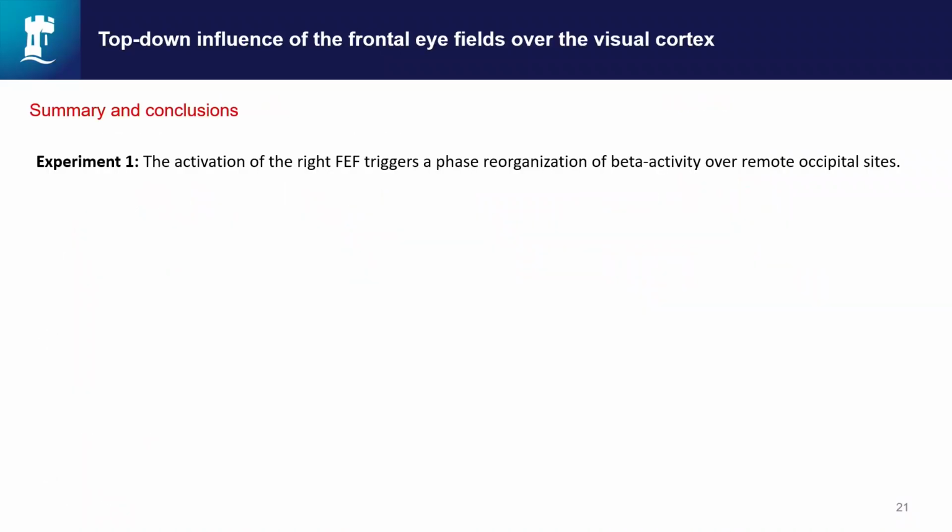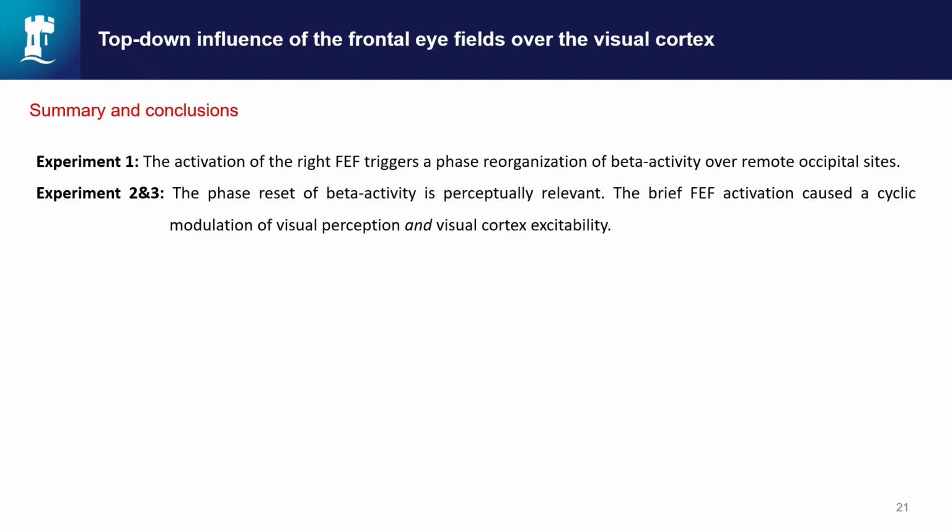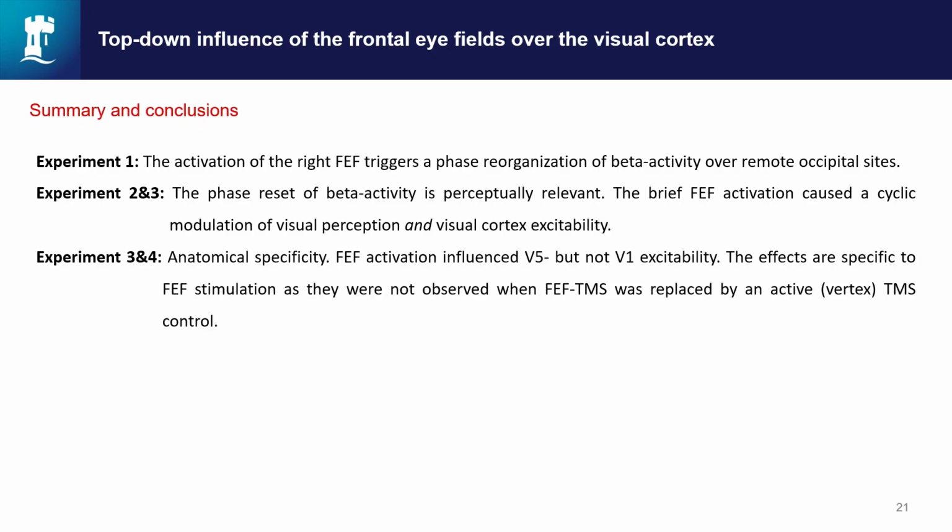So just to conclude, in experiment 1, we found that the activation of the right frontal field triggers a phase reorganization of the beta activity over the occipital electrodes. Experiment 2 and 3, where we present either dots or we ask for phosphene perception, again, seems to show that this beta reset is perceptually relevant. So FEF activation caused a cyclic modulation of visual perception and visual cortex excitability.